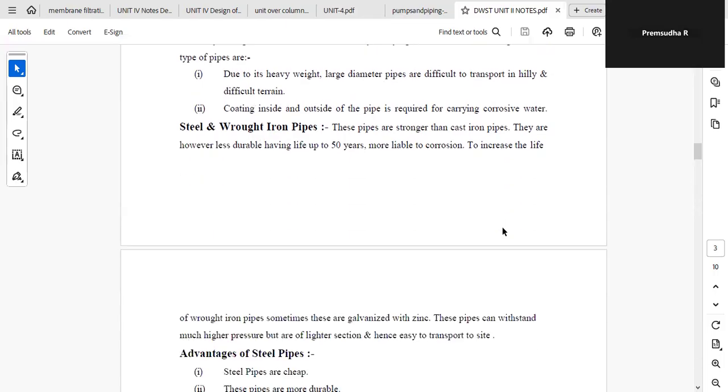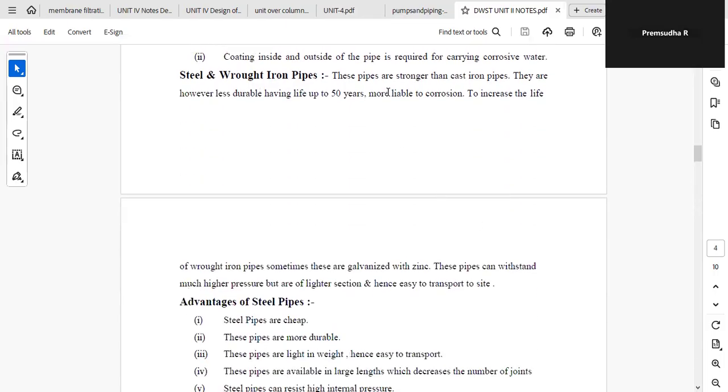So the next pipe is steel and wrought iron pipe. These pipes are stronger than cast iron pipes. They are, however, less durable, having a life up to 50 years. It is more liable to corrosion. To increase this life, the wrought iron pipes sometimes are galvanized with zinc. These pipes can withstand much lighter section, hence easy to transport to the site.